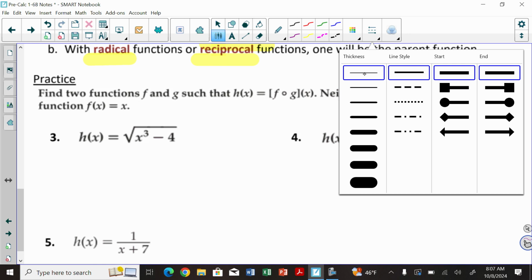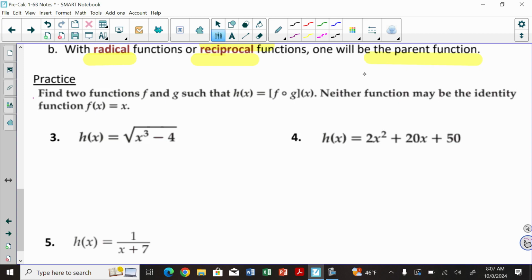So if we want to separate these, it says find two functions f and g such that when we compose them, we get f of g of x. So neither can be the identity function. Basically saying I can't just multiply 1 by this here, okay? So what I want to do is decompose this. So one of them will be the parent function. It's different than the identity function.